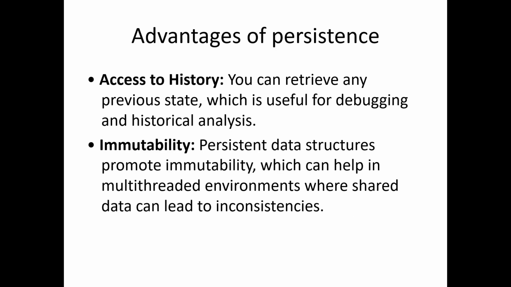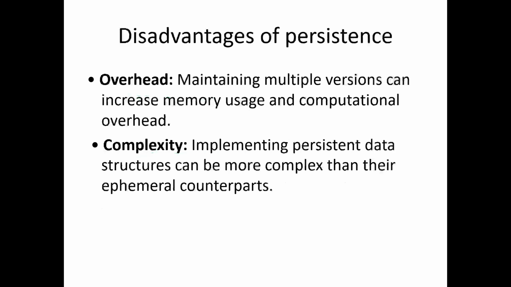Next, advantages of persistence. Access to history: you can retrieve any previous state, which is useful for debugging and historical analysis. Immutability: mainly, immutability means do not change. Persistent data structures promote immutability, which can help in multi-threaded environments where shared data can lead to inconsistencies. Access to history and immutability are the main advantages of persistence.